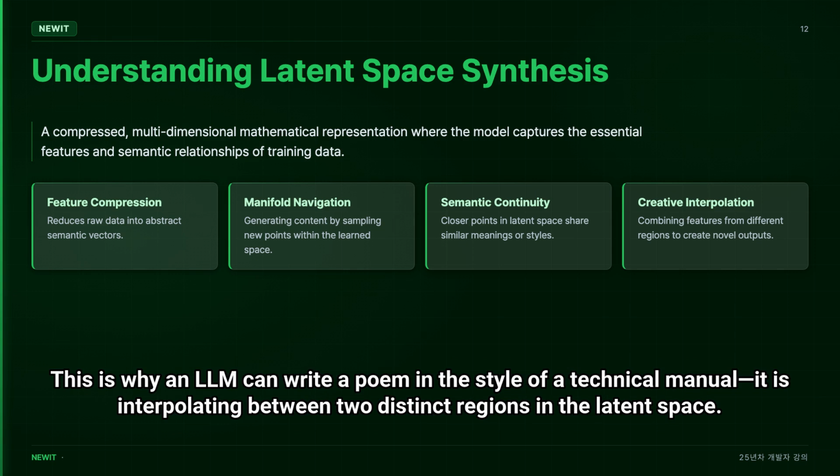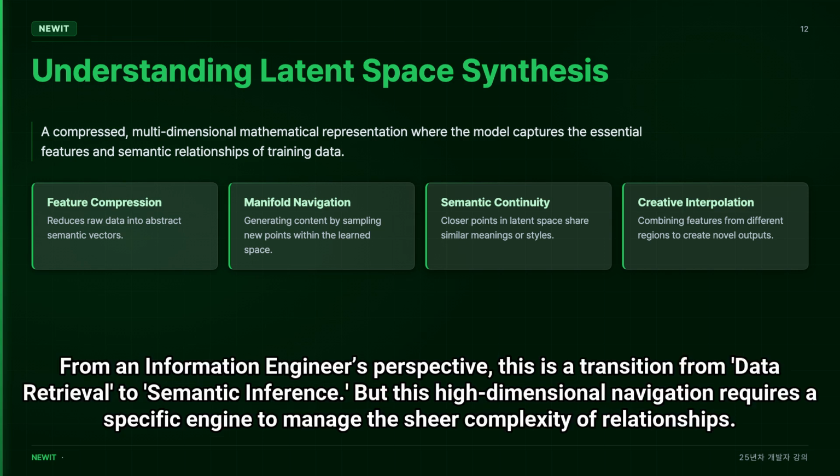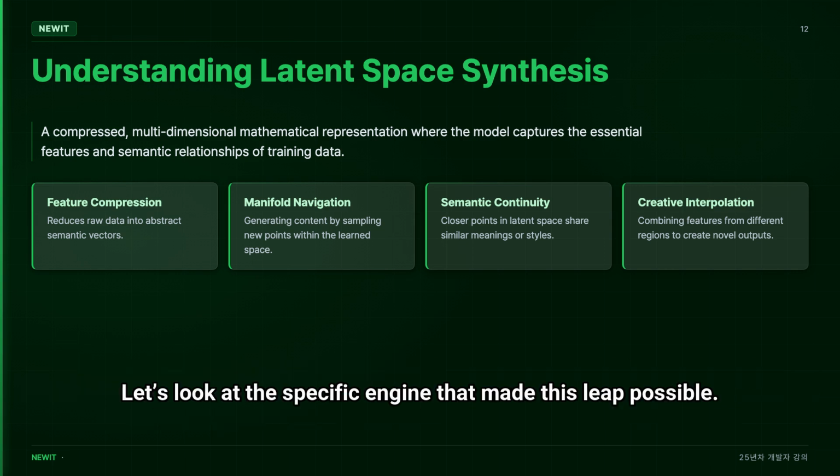This is why an LLM can write a poem in the style of a technical manual. It is interpolating between two distinct regions in the latent space. From an information engineer's perspective, this is a transition from data retrieval to semantic inference. But this high-dimensional navigation requires a specific engine to manage the sheer complexity of relationships. Let's look at the specific engine that made this leap possible.